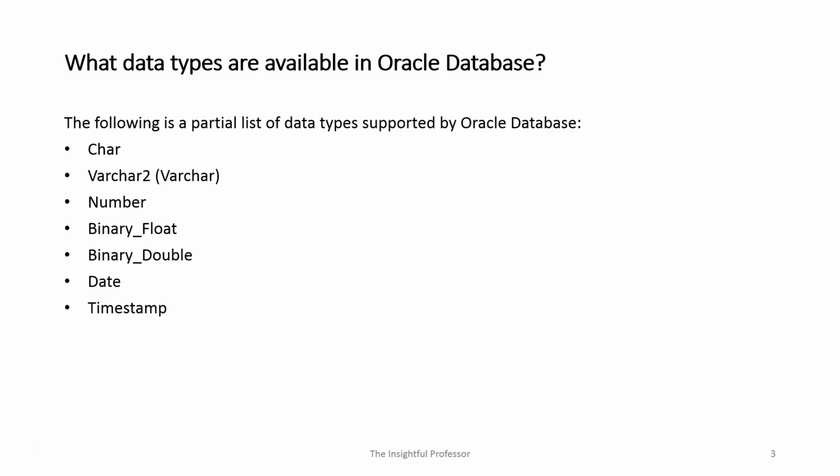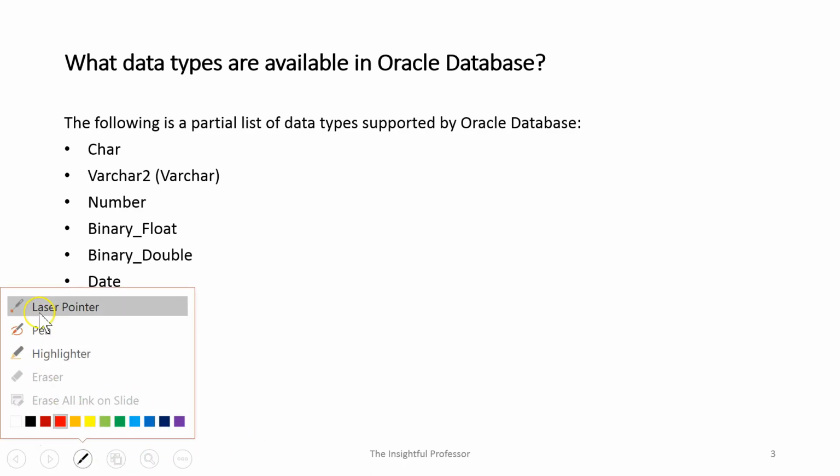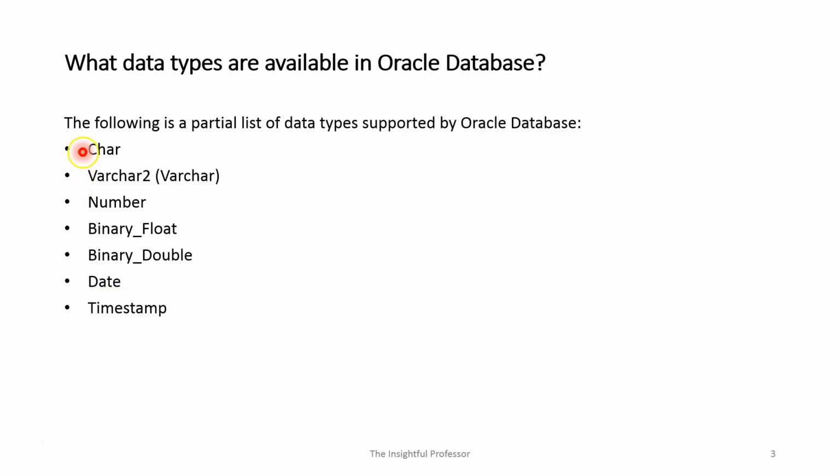So, what data types are available in Oracle database? Well, we haven't exhausted the list, but we're giving you a few of them here. What we're showing is a partial list that shows us, first off, what we'll call character data. So we have char and varchar or varchar2. These would be our two primary character data types, where we can store strings of characters, like a person's name, for example. We also have a variety of numeric data types.